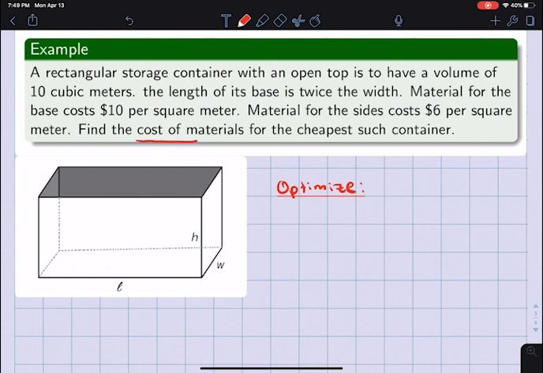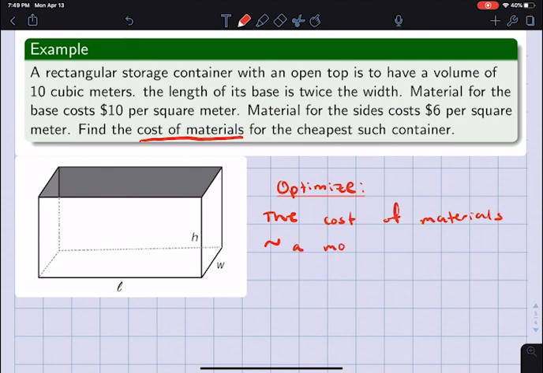In this problem, however, we are trying to optimize the cost of making our box. This acts sort of like the surface area of the box, but it's different in that different sides of the box cost different amounts of money to make. So in some sense, we are trying to optimize some sort of weighted surface area.